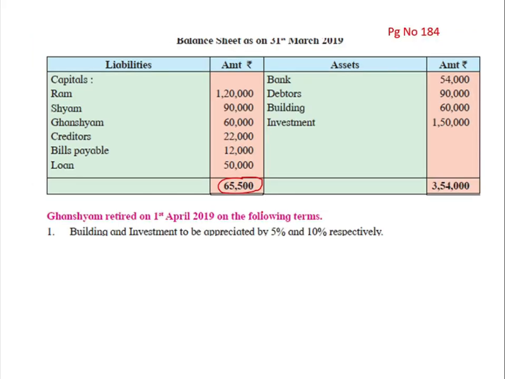We'll move further. Page number 184. See here, this side total and this side total. So write here also 3,54,500.